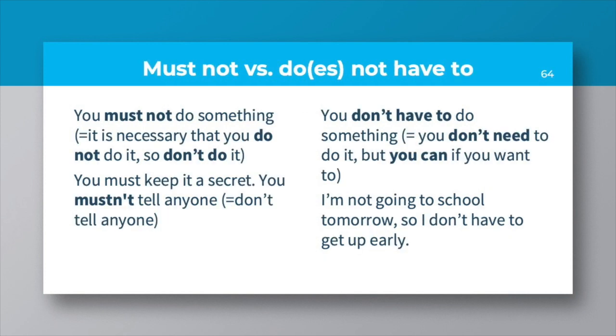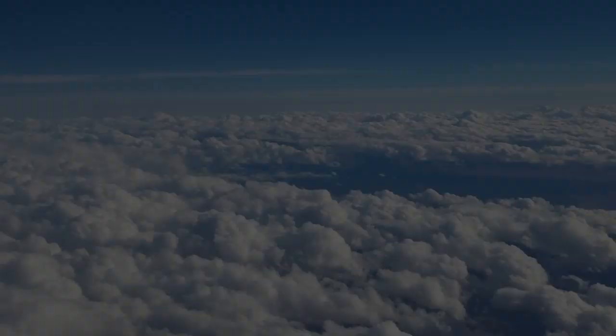And then, must not and don't have to are also different. When we say you must not do something, it means that it is necessary that you do not do it, so don't do it. For example, you must keep it a secret, you mustn't tell anyone. So don't tell anyone. While you don't have to do something, it means that you don't need to do it. So it's an option. You can do it, you can not do it. You don't need to do it, but you can if you want to. For example, I'm not going to school tomorrow, so I don't have to get up early, even though we know that we still have home learning.